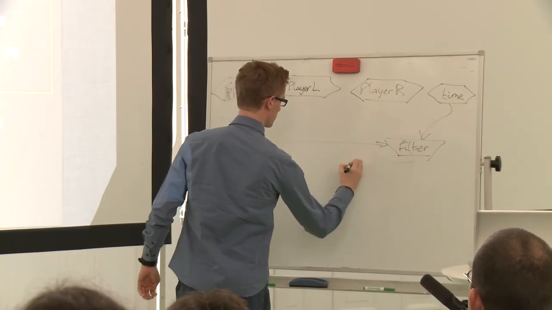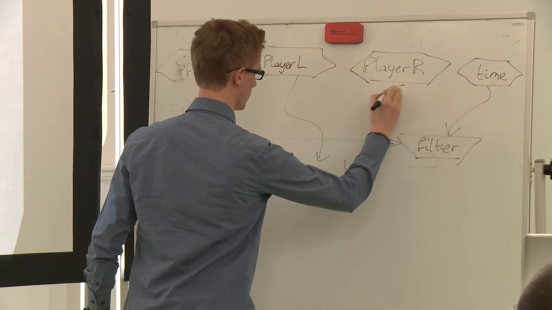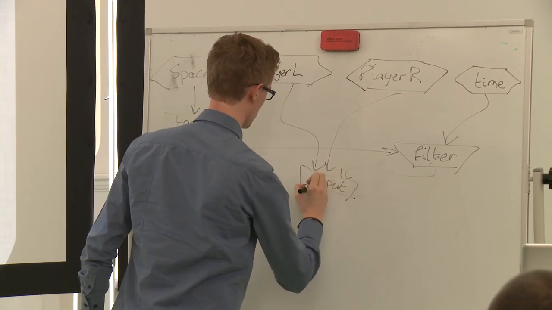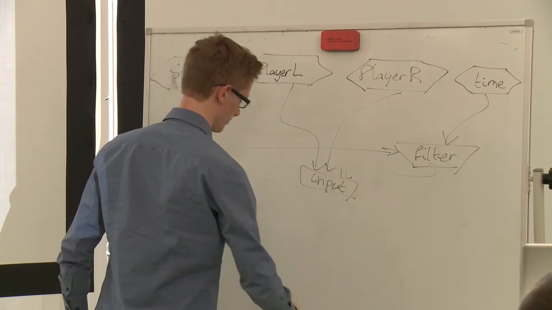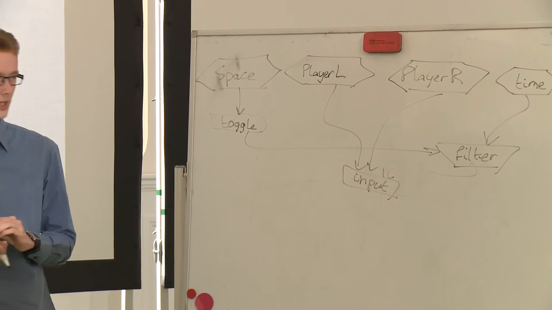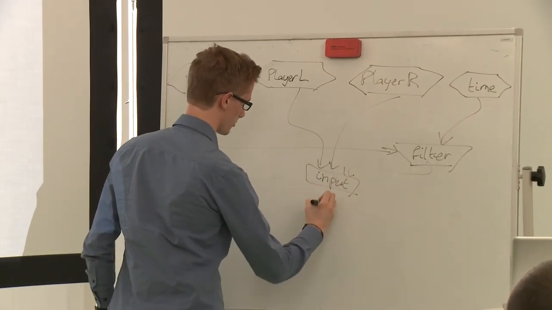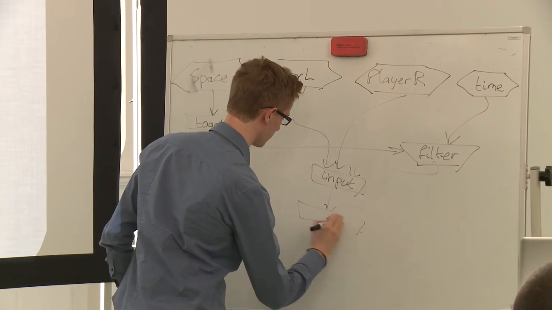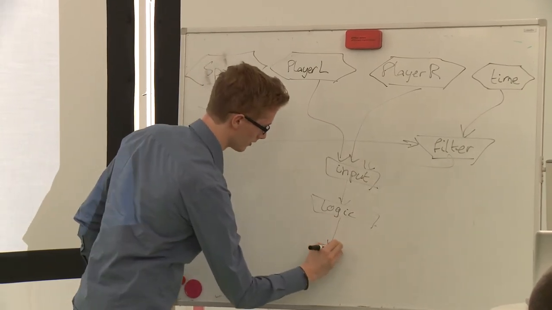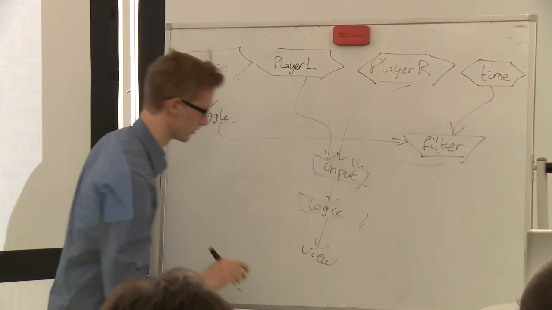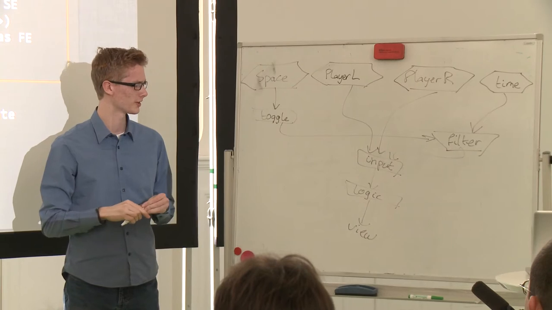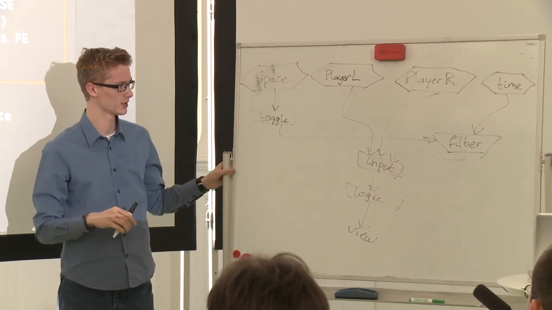So this is going to be your input. And now you want to put this into your stateful fault P, which just does some logic and then goes to the view. So that's pretty much your signal graph, and it has no loops.